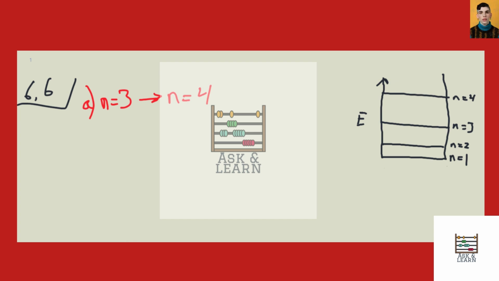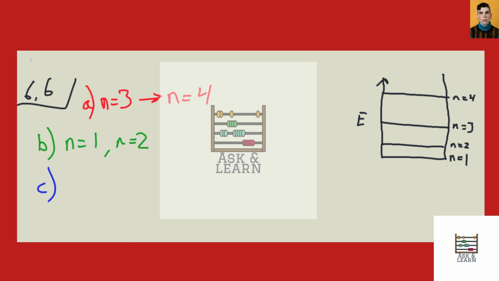Part B says which quantum numbers are involved in the transition that requires the least energy. And that transition would be n equals 1, n equals 2, because as you can tell, the smallest distance is between those two quantum numbers.